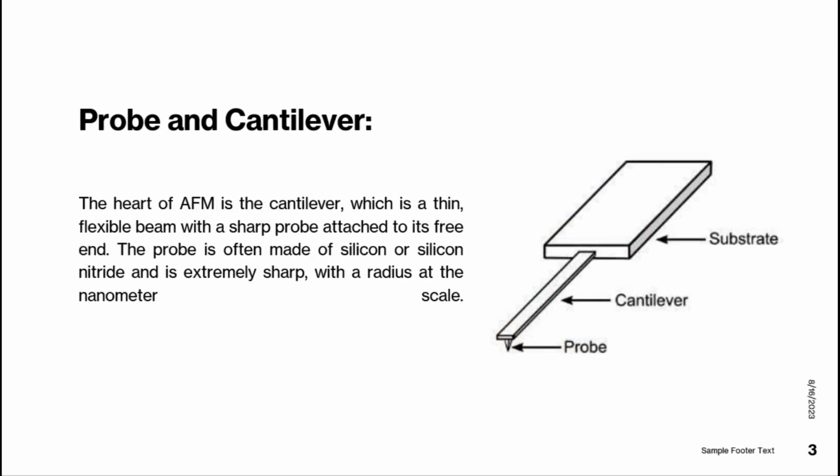Probe and cantilever. The heart of AFM is the cantilever, which is a thin, flexible beam with a sharp probe attached to its free end. The probe is often made of silicon or silicon nitride and is extremely sharp, with a radius at the nanometer scale.